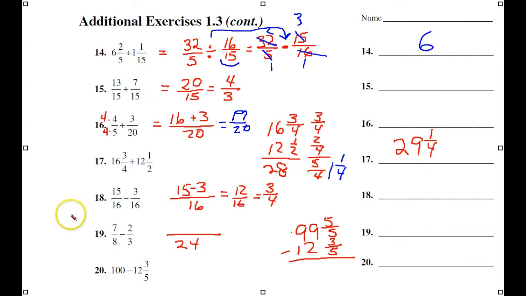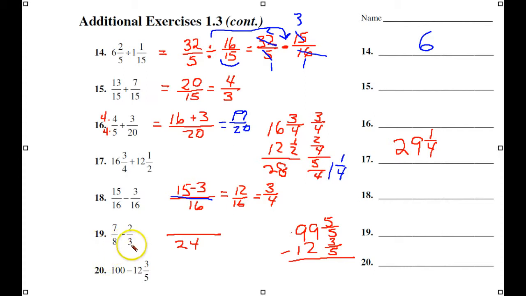Here for subtraction, we have common denominators. We're just going to subtract 15 minus 3. This is the form I like to use, where we put our numerator over our common denominator. This gives us a 12 that I simplify to 3/4.